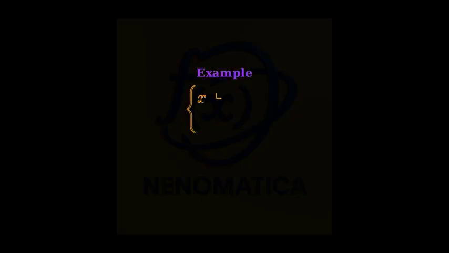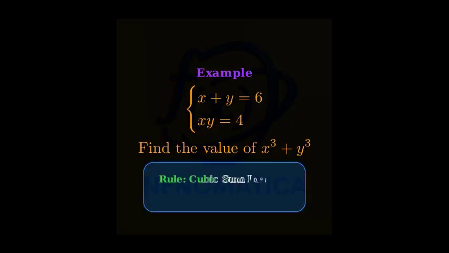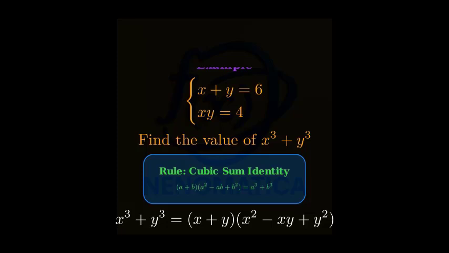Let's look at our example. We have a system of two equations, x plus y equals 6, and x times y equals 4. We need to find the value of x cubed plus y cubed. Let's start our solution. First, we'll use an important algebraic identity to help us find x cubed plus y cubed.